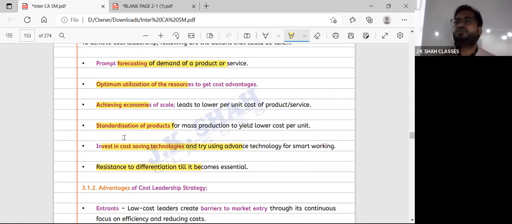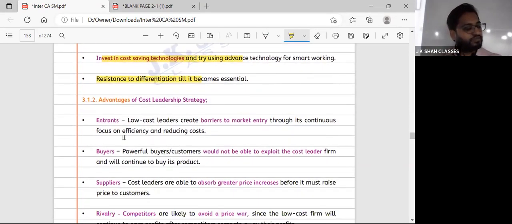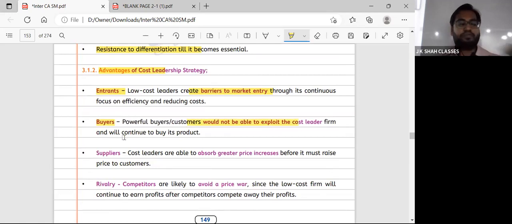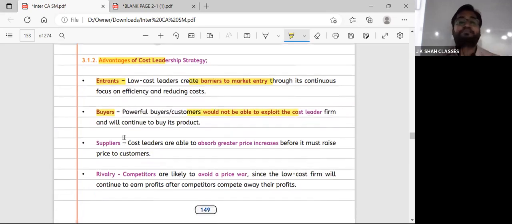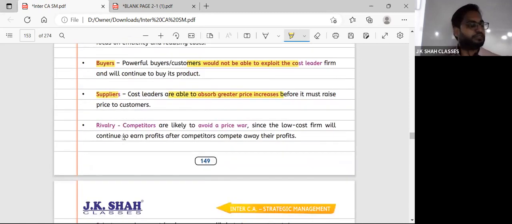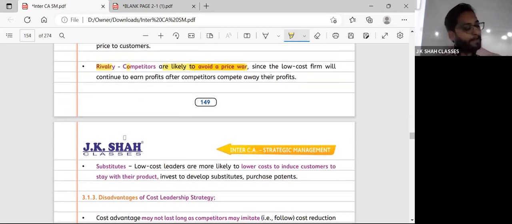You all understood? What are the advantages? Entrants: it creates a barrier for new entrants. Buyers: they will not be able to exploit the cost leader. Supplier, read this: they are able to absorb greater price increases. Rivalry. Substitute: lower the cost or invest to develop substitutes.